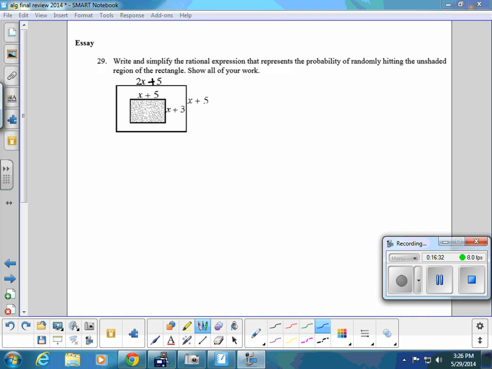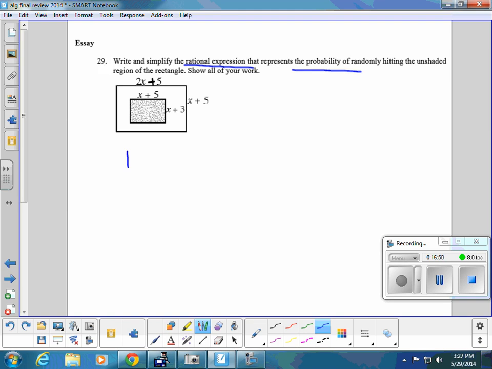Okay, looking at 29, write and simplify a rational expression, meaning a fraction, that represents the probability, it's another fraction, or it's still the same fraction, of randomly hitting the unshaded region of the rectangle. Show all of your work.